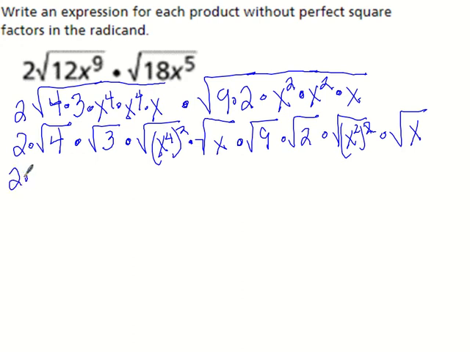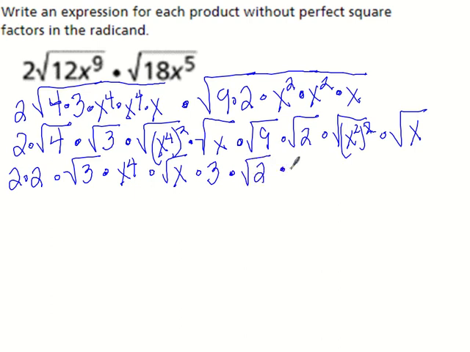So 2 times 2 times the square root of 3 times x to the 4th times the square root of x times 3 times the square root of 2 times x to the 2nd times the square root of x. So all I did is I went through and cleaned up all the radicals I could. The ones that couldn't be cleaned up got left.